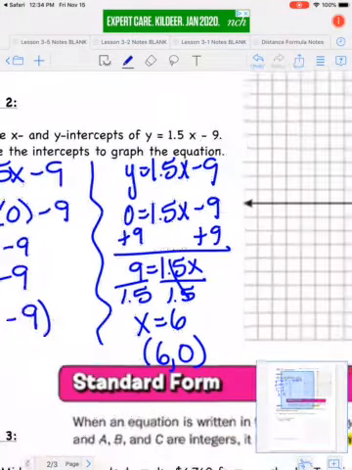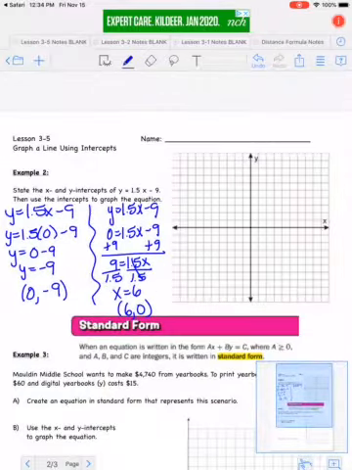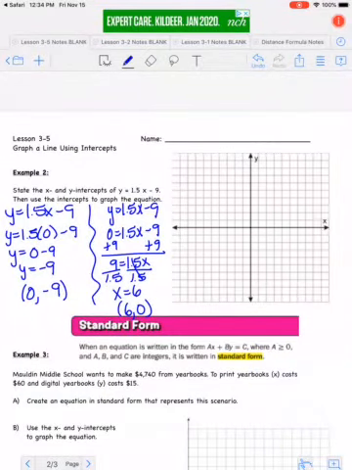So then all I have to do is plot those on my graph. So 0, negative 9. So 1, 2, 3, 4, 5, 6, 7, 8, 9. There's my dot for 0, negative 9. And then 6, 0. So 1, 2, 3, 4, 5, 6. And then connect your dots. Make sure you have arrows on both ends of your line, and you're good to go.